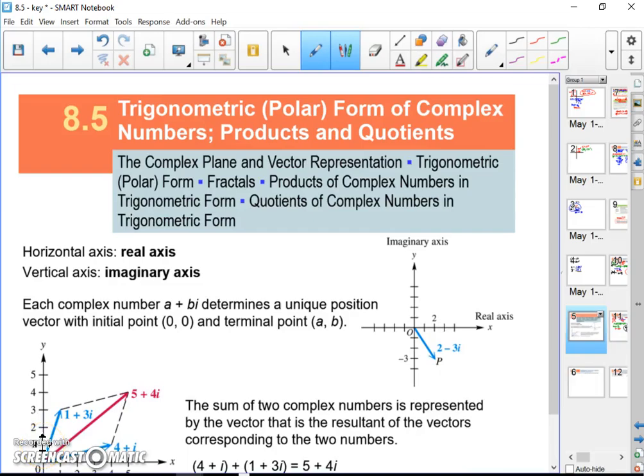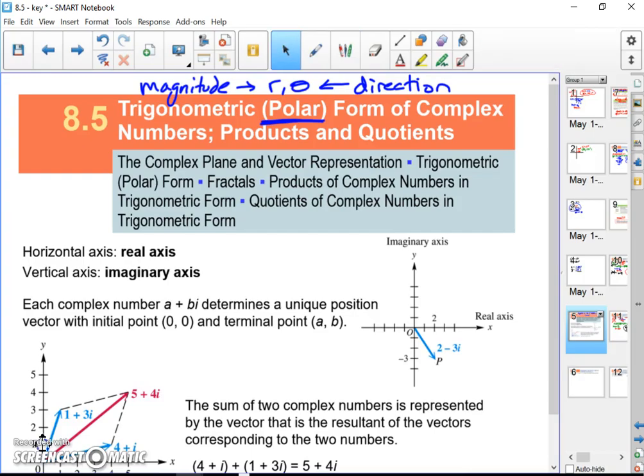8.5, we're talking about trigonometric form. I will be calling it polar form. Okay? Polar form, you're going to need r and theta, but all that is magnitude and direction. So when we're talking about polar form, we're really just talking about magnitude and direction.